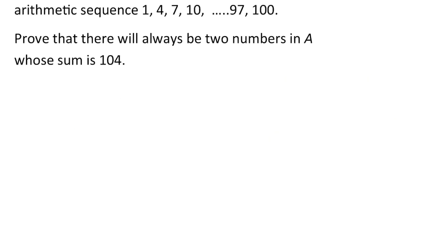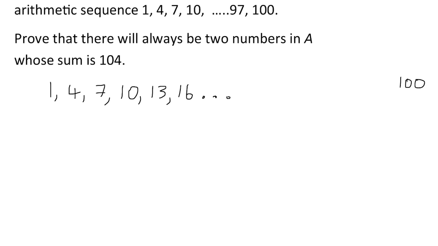This problem says, let A be any set of 19 numbers chosen from the arithmetic sequence that. Prove that there will always be 2 numbers in A whose sum is 104. So let's just write the first few numbers. We have 1, 4, 7, 10. Next one will be 13. The next one 16, and the list goes on and on.